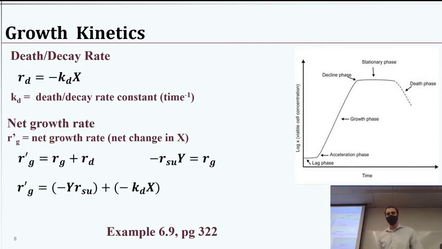So this death or decay rate, r_d, is going to be simply negative k_d times X. So k_d is this death and decay rate constant, per time. So this is first order decay, as you might expect. Okay, so that's quite simple. We don't have any formulas to figure out what k_d is. I'll show you some typical parameters. Actually, I'll show you a table in the book. Go ahead and do that now.